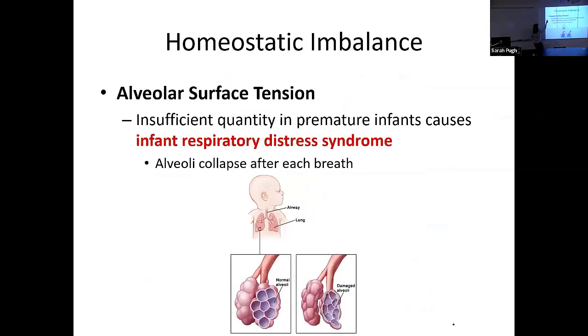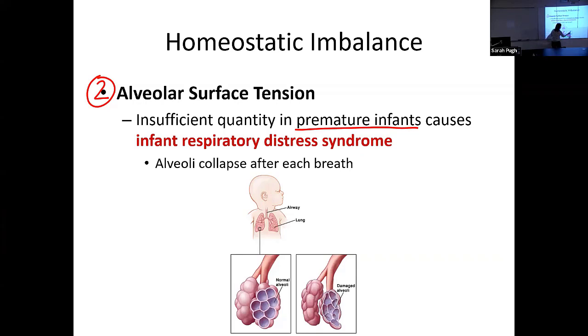The second one that I mentioned that influences the amount of energy put into inspiring is the surface tension of the alveoli. So again, this is where that surfactant, those type 2 alveolar cells come into play. Remember, they release surfactant, which decreases the surface tension. So usually we only find this in premature infants where they're not making enough surfactant. The surface tension in the alveoli is really high, and the alveoli collapse after every breath.